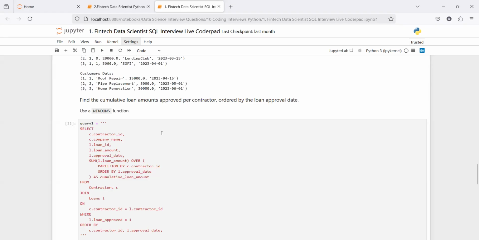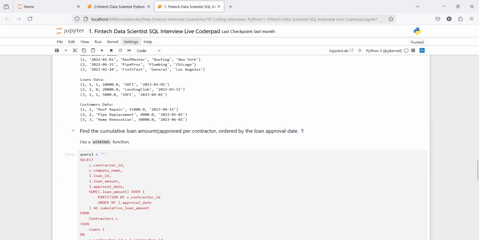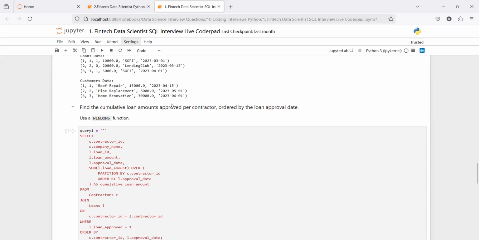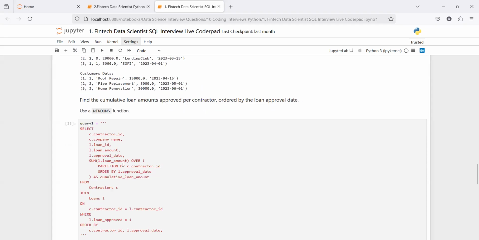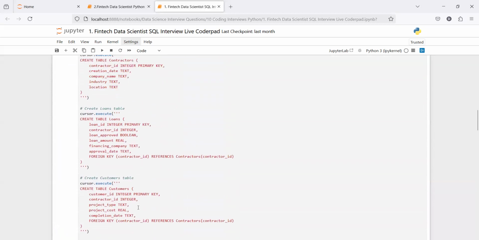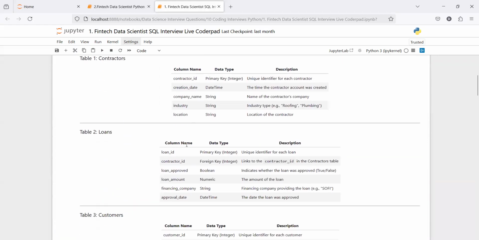What we also know is that we need a loan and we need the contractor. These two words, loan and contractor. This is the way I started off the problem, because I knew we had to do a join immediately. So I do FROM contractors C JOIN loans L ON contractor ID. And we saw that contractor ID on the loans table is a foreign key, where this is the primary key for the contractors.